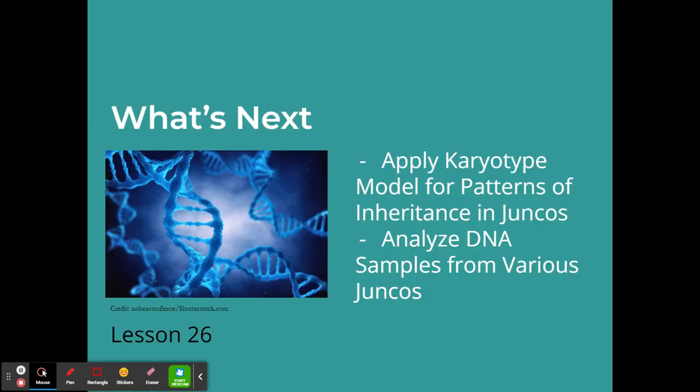So that's what we're heading into next. We're going to look at karyotype models and patterns of inheritance for juncos. We're going to analyze some DNA samples for various juncos, to determine how closely juncos are related to one another, and whether or not, based on genetic information, they're able to interbreed with one another. That was really quick, and that was lesson 25.